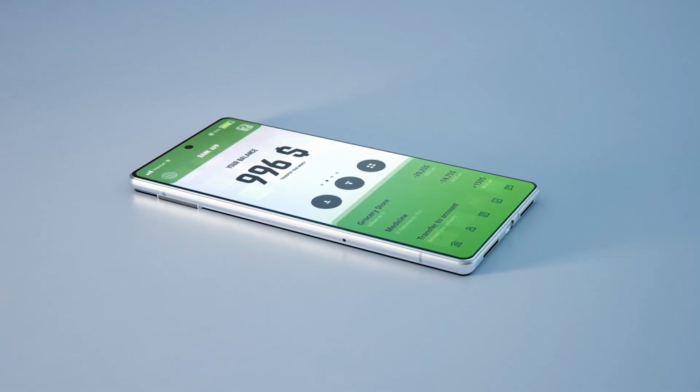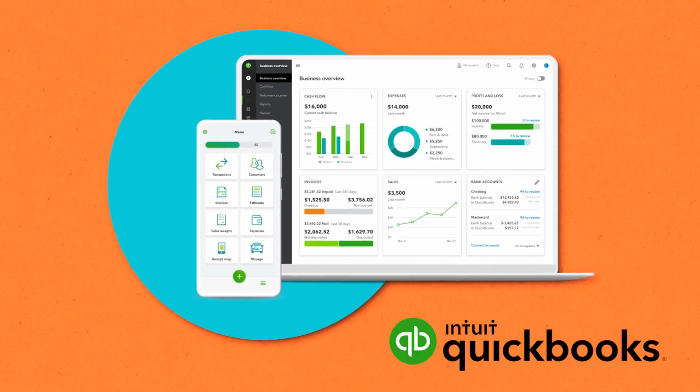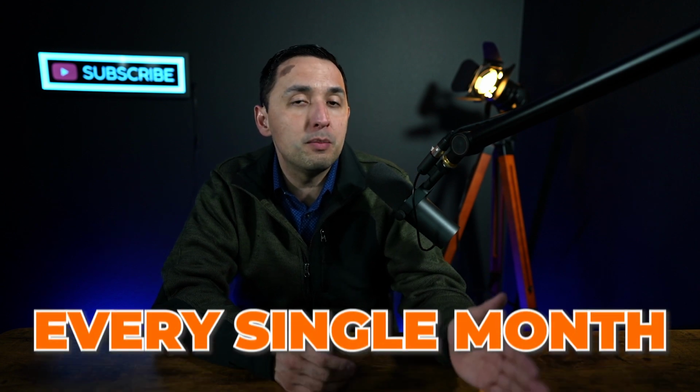And the easiest way to implement these business metrics is to get yourself a business checking account, give yourself a business credit card, and then start uploading all of your information onto QuickBooks. QuickBooks is exactly what I use in all of my businesses, and it's very simple to use. Now, you'll want to be monitoring these numbers fairly regularly, but at minimum every single month.